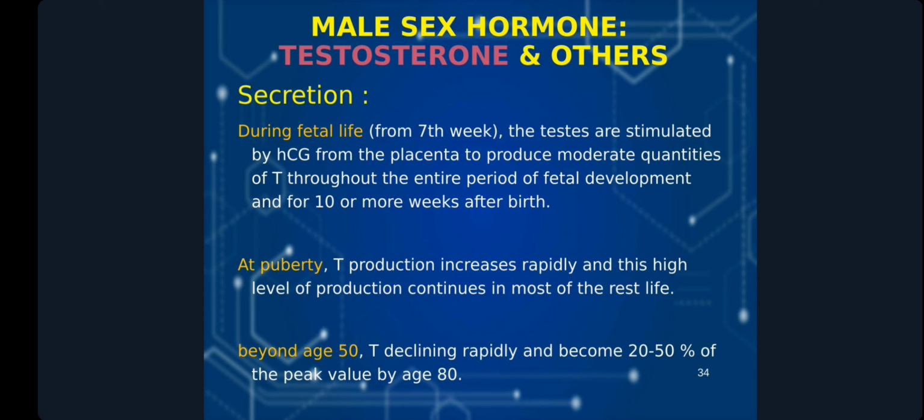After age 50, testosterone starts to decline. For example, at age 70 or 80, the amount of testosterone is 20 percent of normal limits.